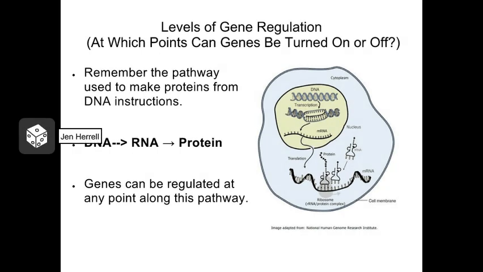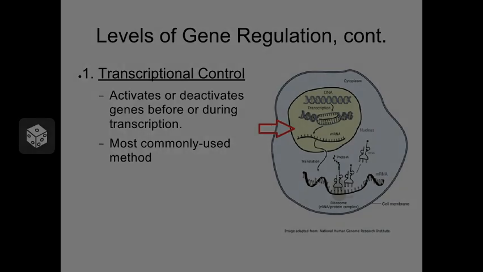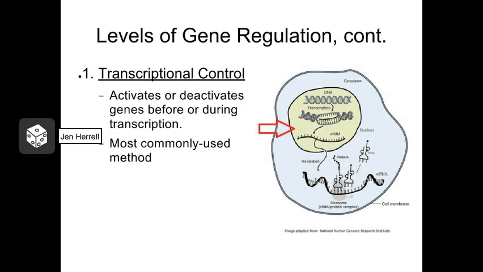The cell can turn off gene expression at many points along the pathway. The most common method of control occurs at the level of transcription. The cell can affect the DNA in such a way that it can't be transcribed or copied into mRNA. And if it can't be transcribed, it can't be translated. So that gene has essentially been turned off.